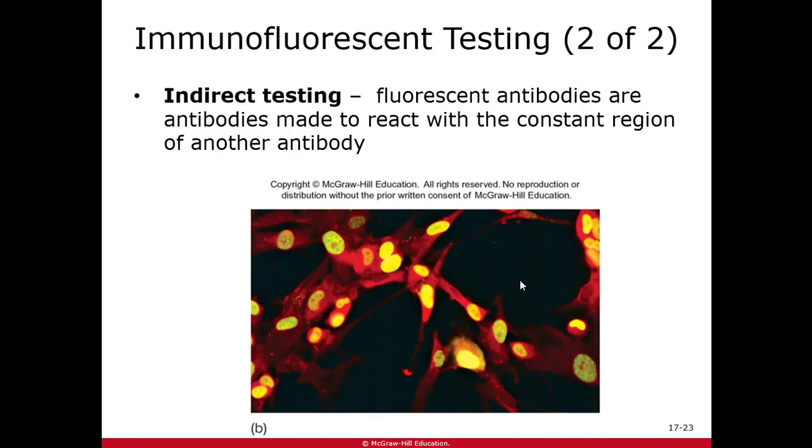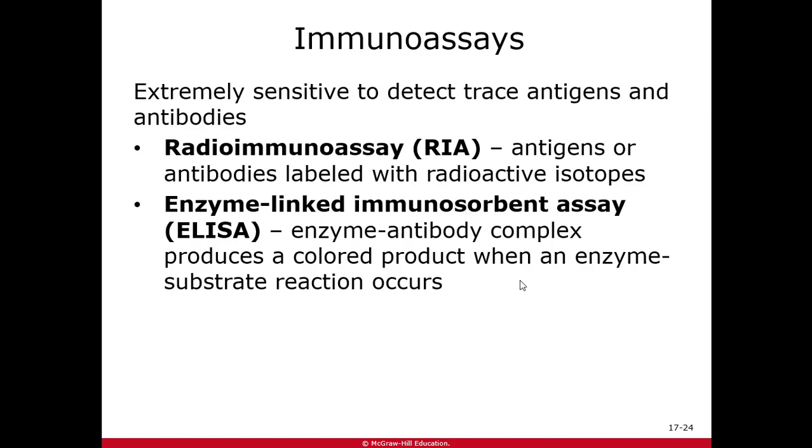Now, immunoassays. These are extremely sensitive, and they're used to detect trace antigens or antibodies. So if we don't expect to see a large quantity of an antigen or even a large quantity of antibody, we can use some of these immunoassays to look for very, very small, minute antigens and antibodies.